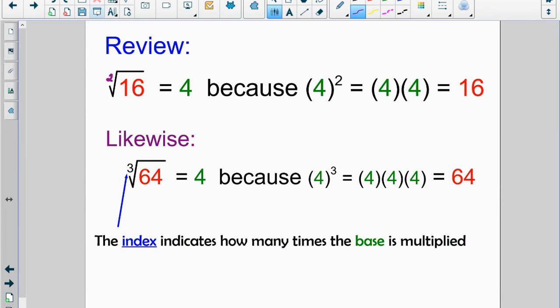So that index, that little number in the corner of that radical symbol, indicates how many times the base is multiplied. And when there's not a number there, it's that invisible 2 as an index that implies that it's a square root. Okay, so when you don't see a number there, it's actually a 2. Otherwise, if it's any other type of root, you will see a number just like we do in this cube root of 64.